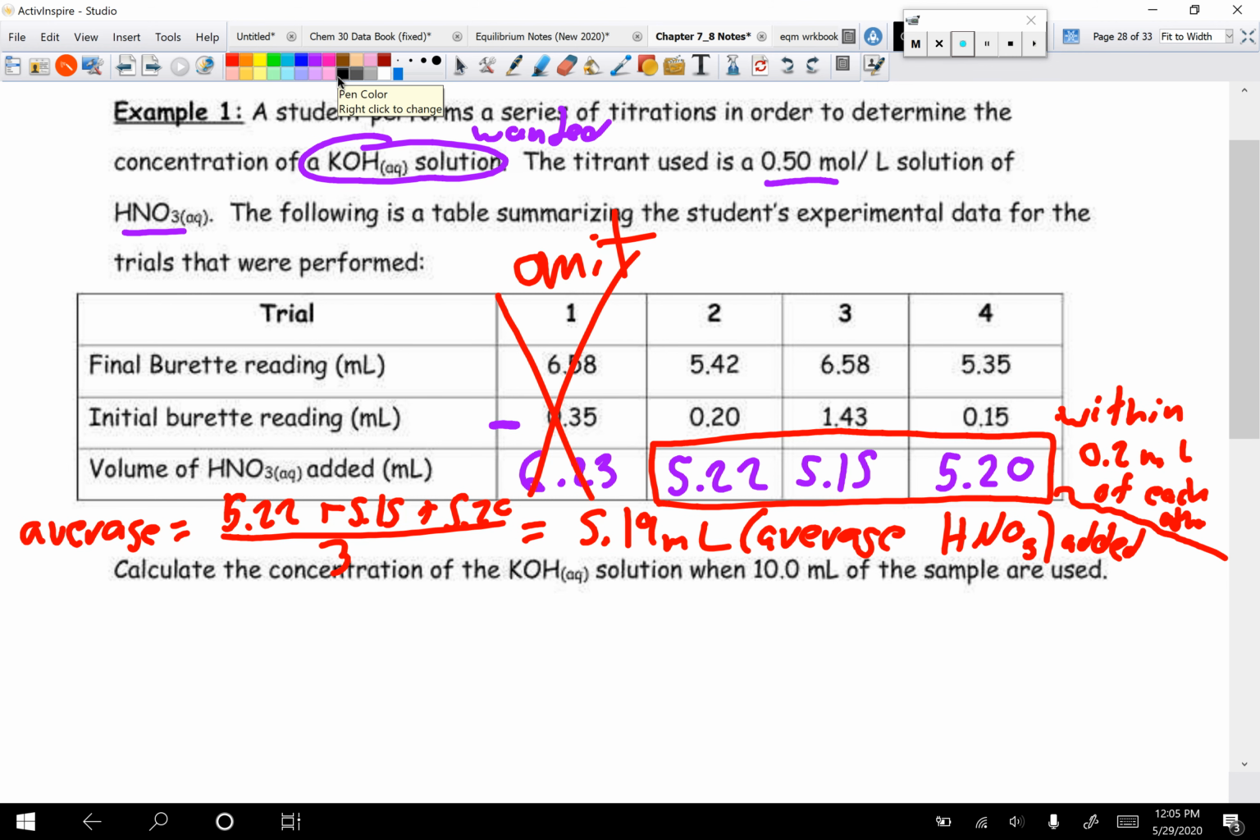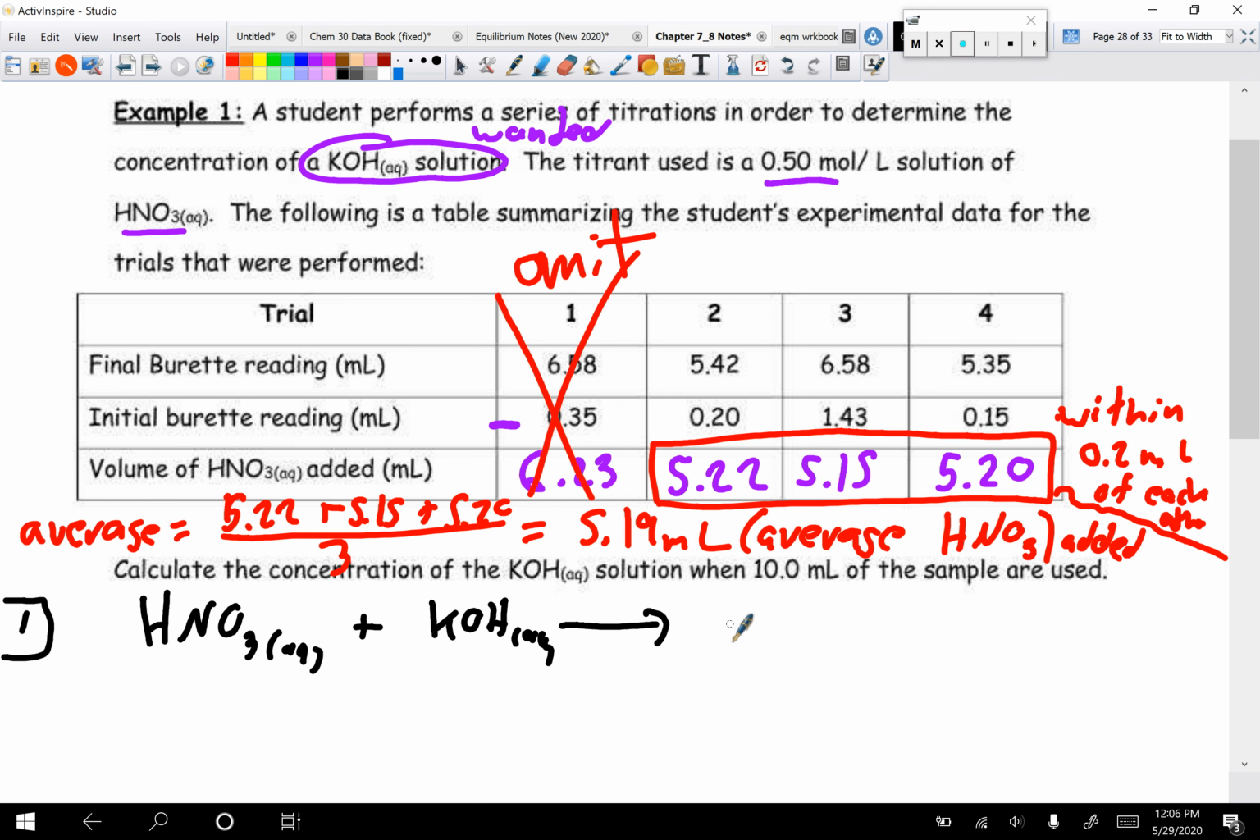So first of all, calculate the concentration of KOH solution when 10 milliliter samples are used. So first of all, we need to know our equation. So we have nitric acid plus potassium hydroxide. This is an acid-base neutralization reaction where we get our salt and then plus water. And make sure to balance, which in this case right here, it is already balanced.